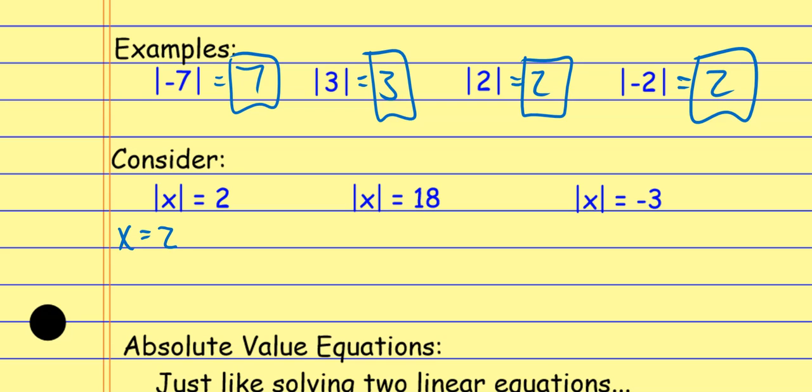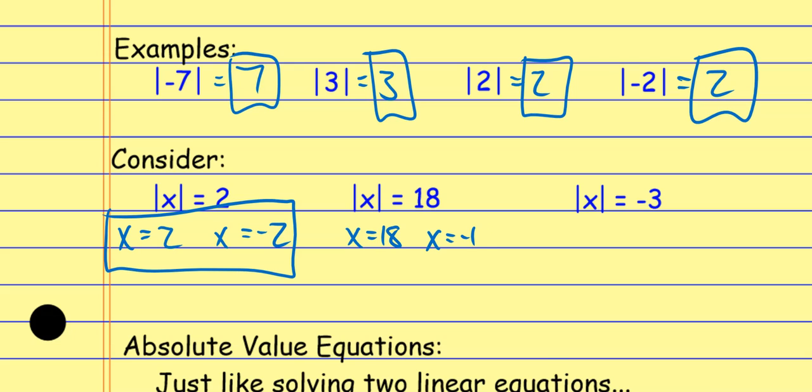Here, x would equal 2, or x would equal -2. Okay, because if I want to be 2 units away from 0, I could do it in each direction. I could do it in the positive direction or in the negative direction. Likewise, if I have the absolute value of x equals 18, that means that x could equal 18, or x could equal -18. Those are both the same distance from 0, all right? They're both 18 units away, just in different directions.